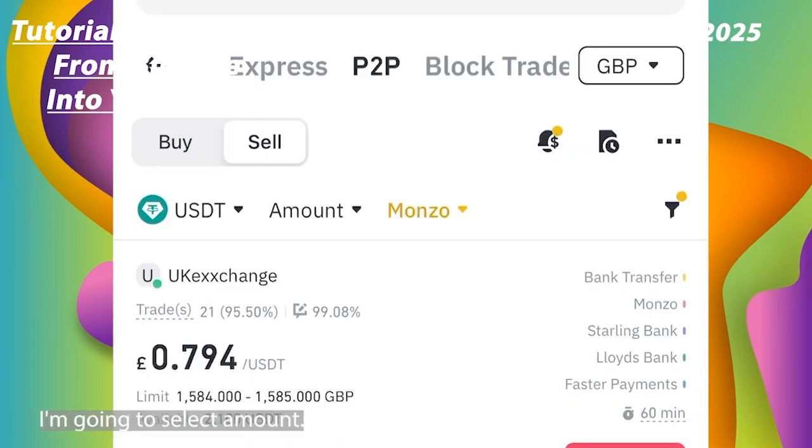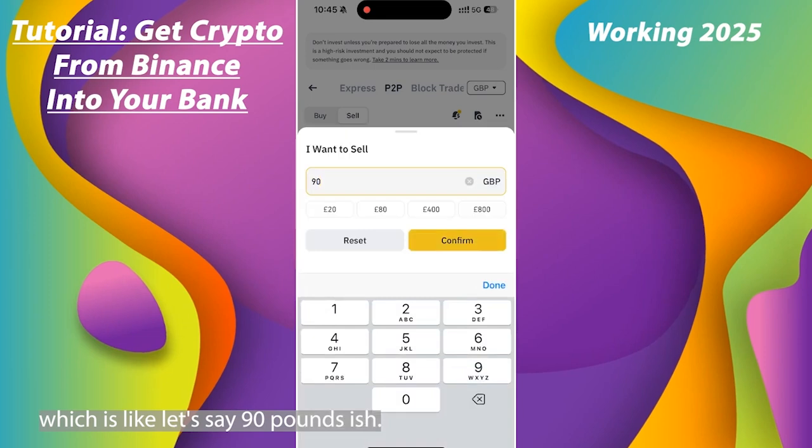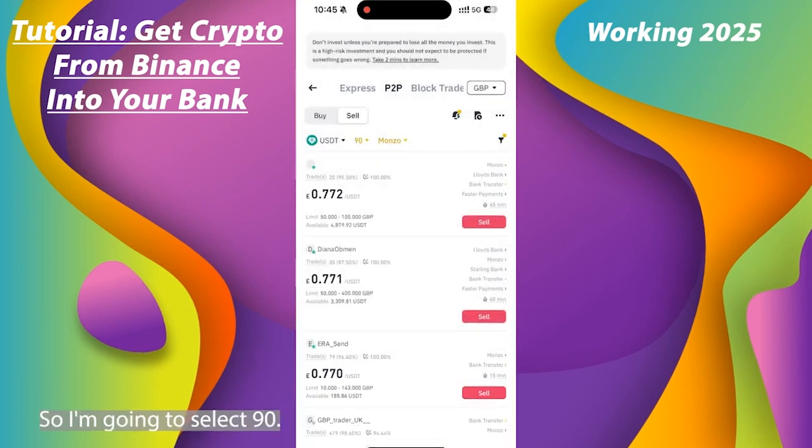So my next thing is I'm going to select amount. How much would I like to sell? I'm going to sell 100 USDT, which is, let's say, 90 pounds-ish. So I'm going to select 90. And then it's going to bring up all of these people who are in my frame of account and value.